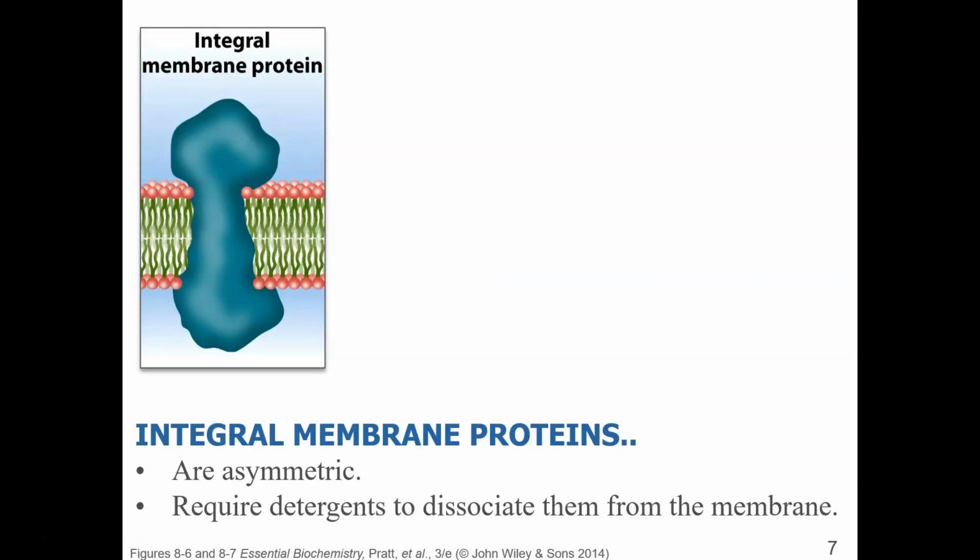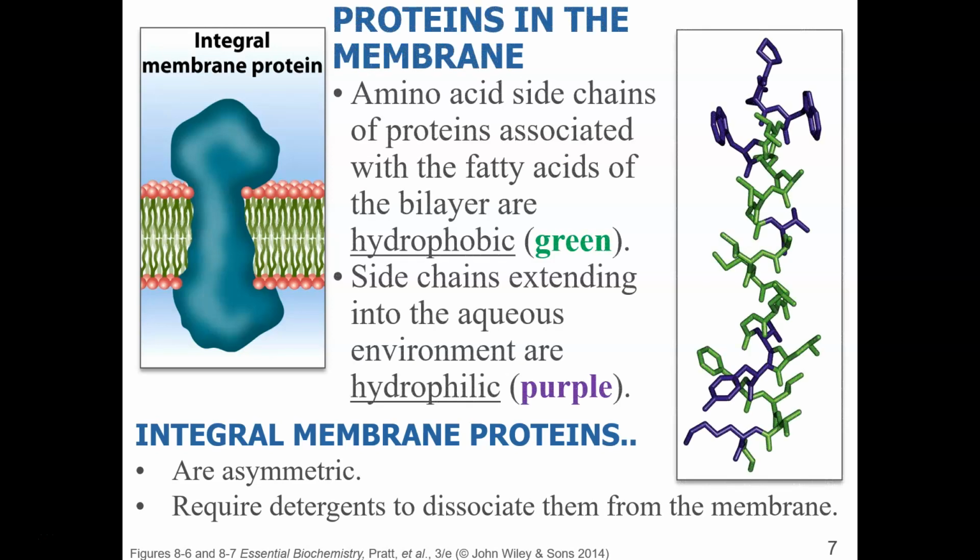So let's look at this integral membrane protein. They are asymmetric, so the side of the protein that faces the outside of the cell will be different than the one on the inside of the cell. If you want to dissociate these proteins from the membranes, you can, but it can be difficult because you'll need detergents. Detergents will help strip the membrane away from the protein, but the fatty acyl chains of the detergent will interact favorably with the hydrophobic portions of the protein and make it soluble. As you can see here, it makes sense that these domains of the protein that are in contact with the fatty acyl chains have to be hydrophobic amino acids.